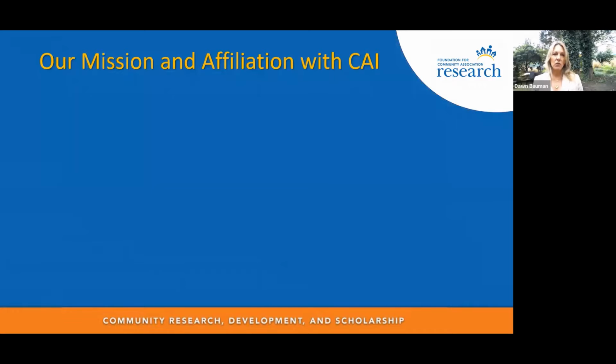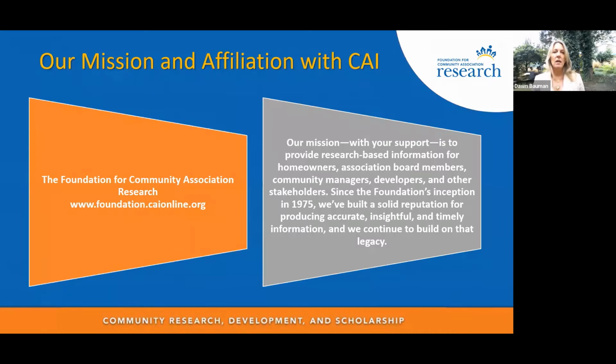So the Foundation for Community Association Research was created by CAI many years ago.